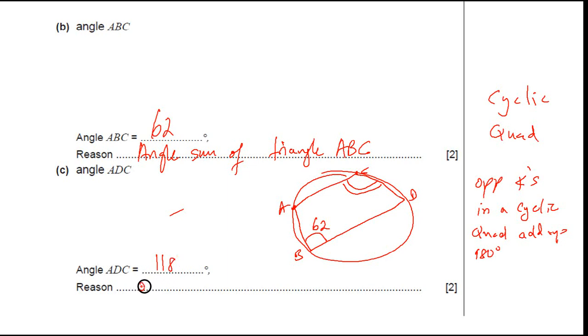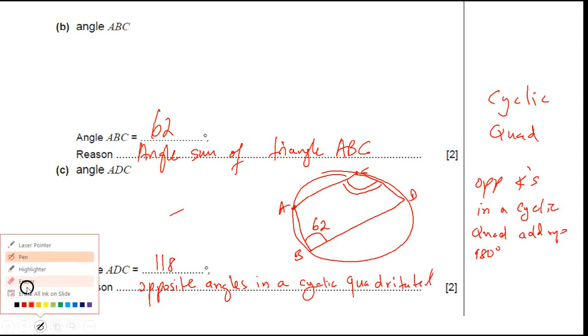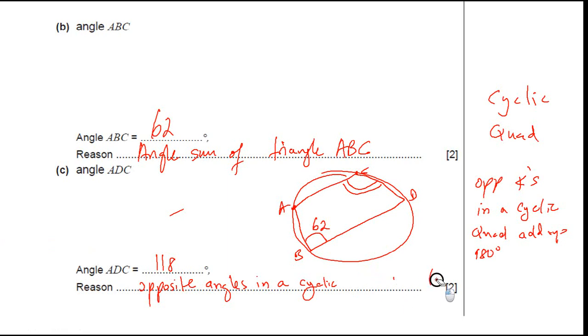Yeah, you must calculate. You are sitting with a calculator. Opposite angles in a cyclic quadrilateral. Wow, handwriting is terrible. It also appears as if we have a little bit of a spelling issue there. So opposite angles of a cyclic quadrilateral.